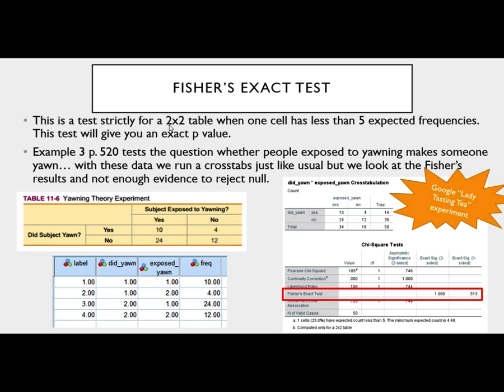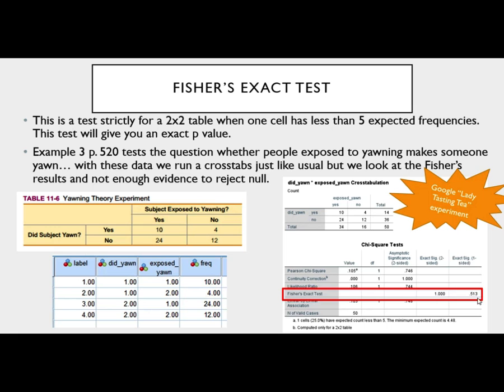Okay, so this is strictly for a 2x2 table when one cell has less than 5 expected frequencies. So it's for tiny sample sizes. This test will give you an exact p-value. And it's a very complicated calculation, but the computer will do it for us in no time. So example 3 on page 520, test the question whether people exposed to yawning make someone yawn. With these data, we run a crosstabs just like usual, but we look at Fisher's results and we find that there's not enough evidence to reject the null.